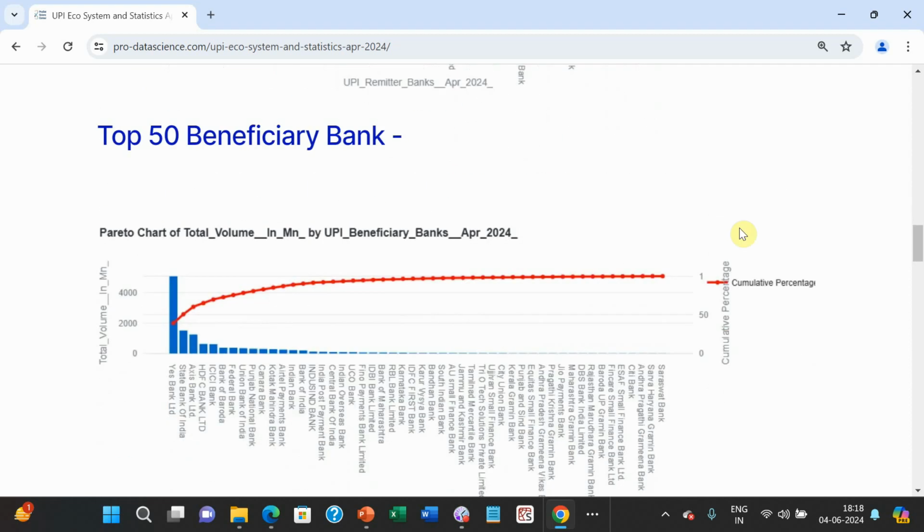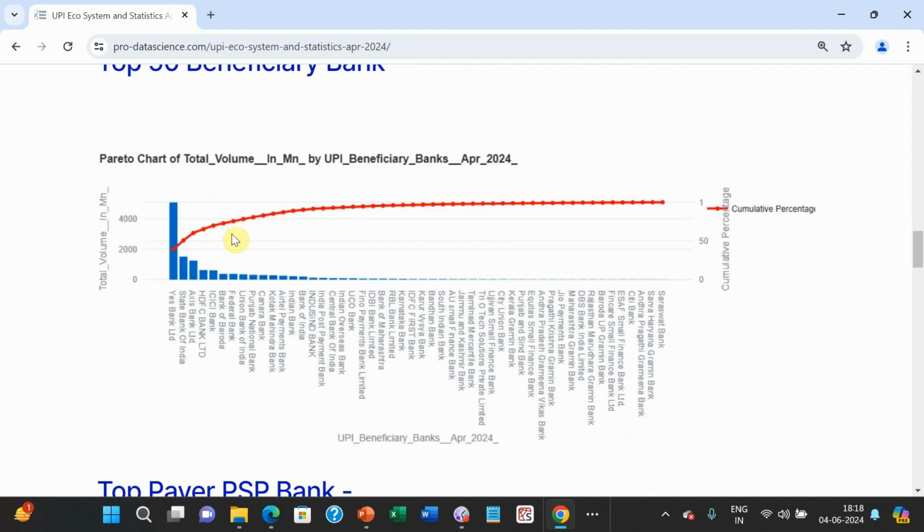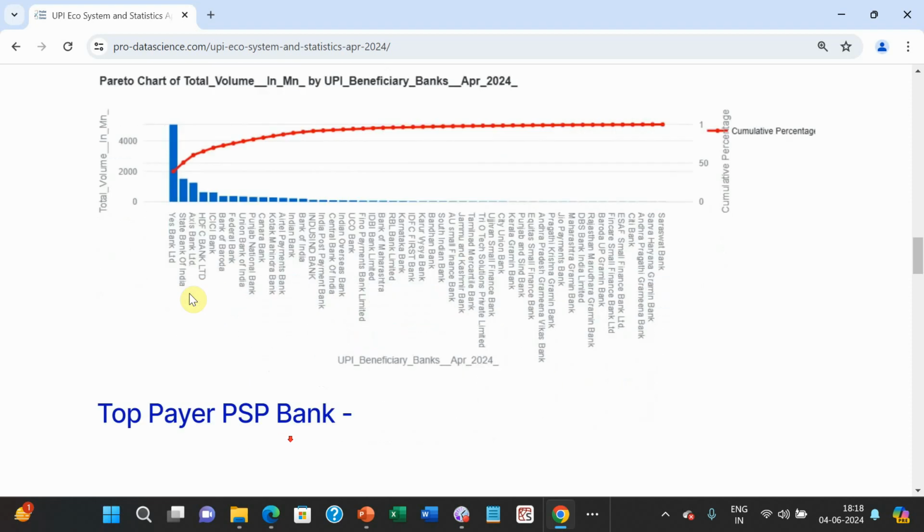But this is something that has surprised me. When it comes to beneficiary, the biggest beneficiary that is coming out is actually Yes Bank, followed by State Bank of India. Honestly, I don't understand why, because it looks like most of the money is getting deposited into Yes Bank. If any of you know it, please feel free to comment or explain, that will be of great help.